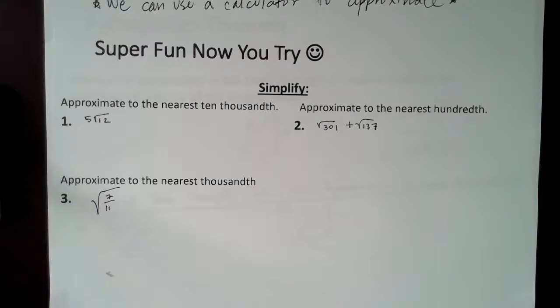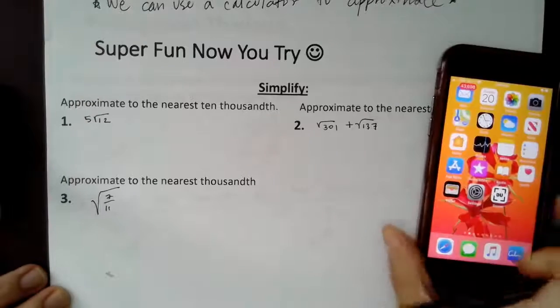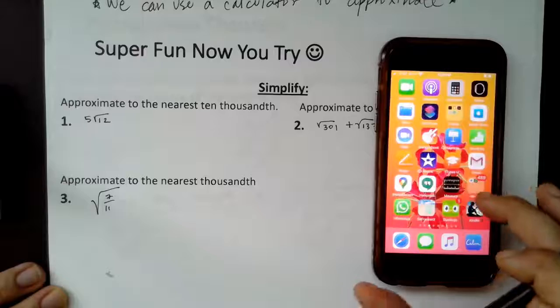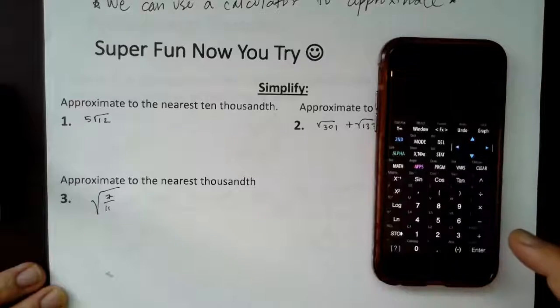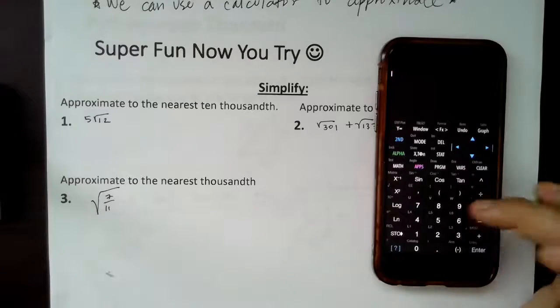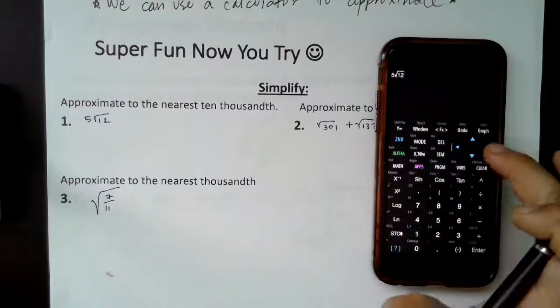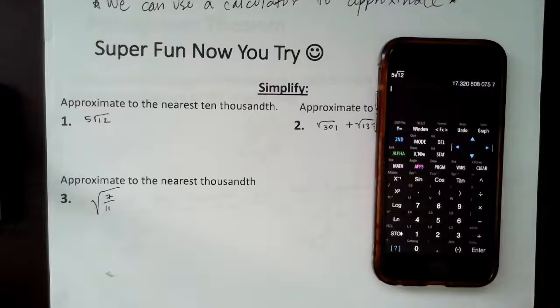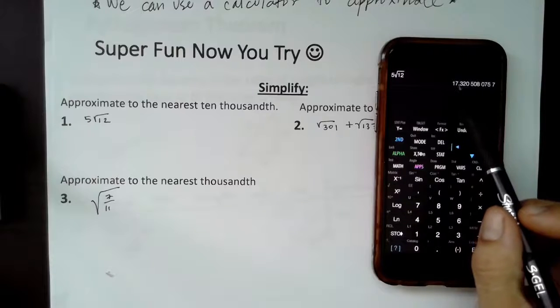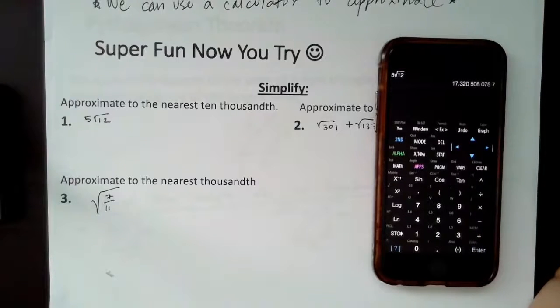So how would we approximate 5 root 12 to the nearest 10,000th? Well, first you have to calculate. I'm going to bring in my really cool calculator here. I'm doing 5 and then the square root of 12, and it's going to give me some decimal, okay? So, 17.3205, and so on.